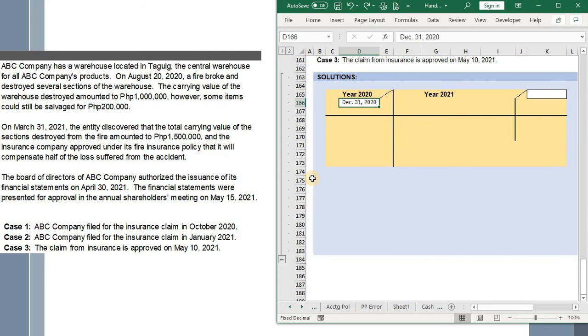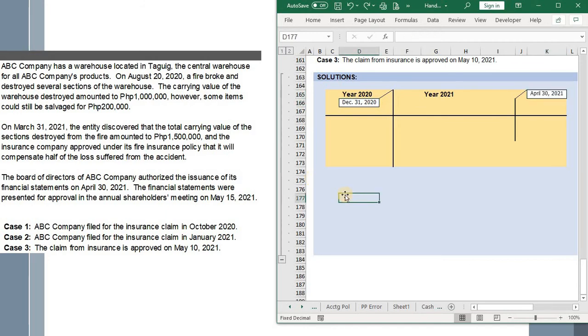Then the date the financial statements are authorized for issue. So based on the third paragraph, the date is April 30, 2021, which is the date the Board of Directors approved or authorized the issuance of the financial statements. Again, although on May 15, 2021, the shareholders approved the financial statements, the date that will still be considered as the date of authorization is the date the Board of Directors authorized the financial statements for issue. So that will be April 30, 2021.